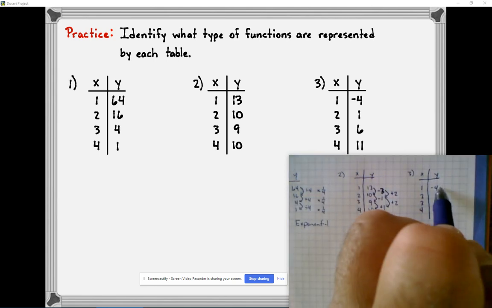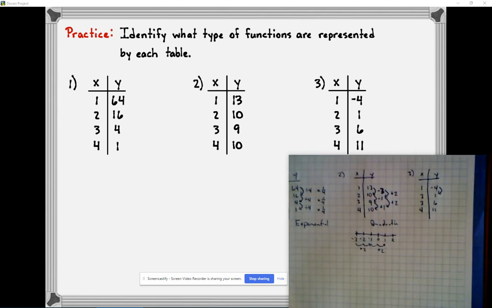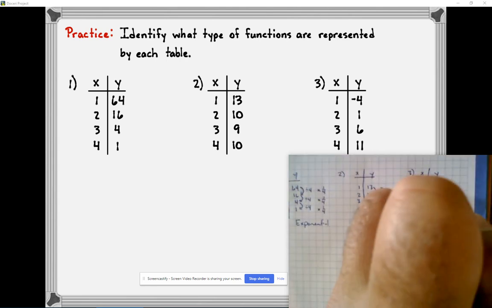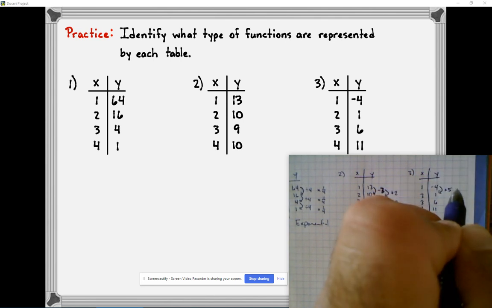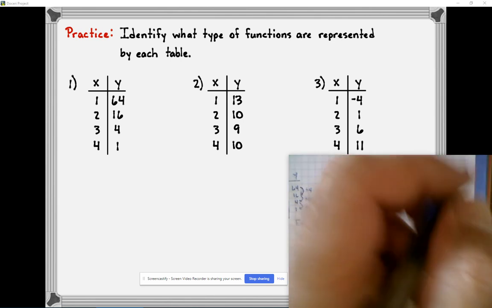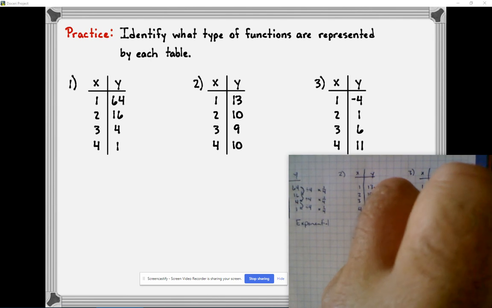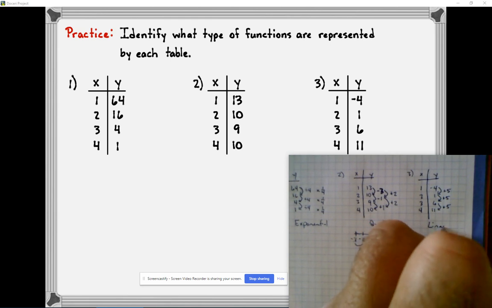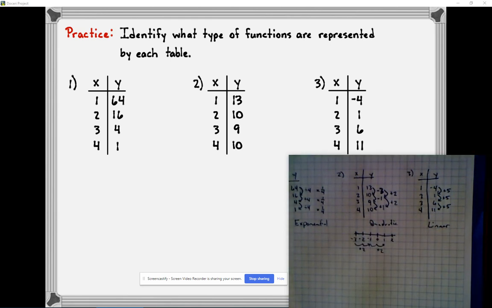Well, let's go ahead and check our first differences. And it's always a good idea to check your first differences first, and then check your multiplications second. So for this one, we're going to add 5. And then in this one, we're going to add 5. And then in this one, we're going to add 5. So we would say that this is linear. All right, so those are 3 good practice problems for you.